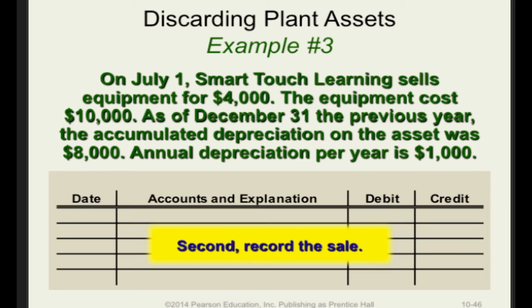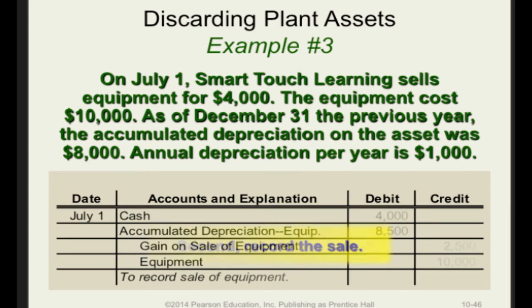Next, we need to record the entry to record the sale of the equipment. The entry includes a debit to cash for the amount of cash received, $4,000, a debit to accumulated depreciation to take that account off the books for $8,500, and a credit to equipment for $10,000 to remove the equipment from the books. At this point, the journal entry is not balanced. We have $12,500 in debits and only $10,000 in credits. To make the entry balance, we record a credit to gain on sale of equipment for $2,500.